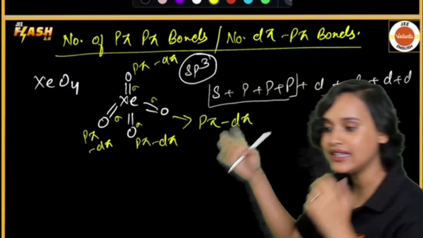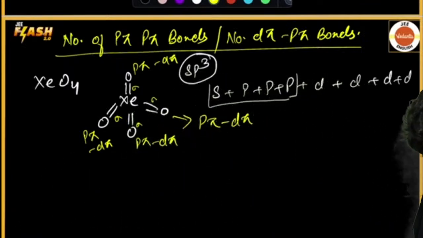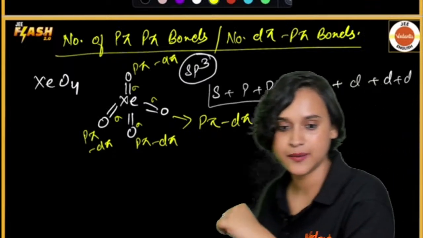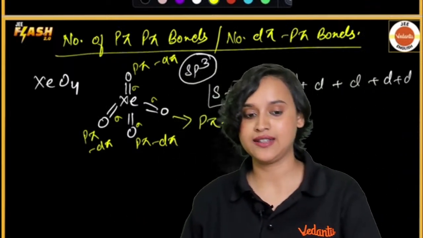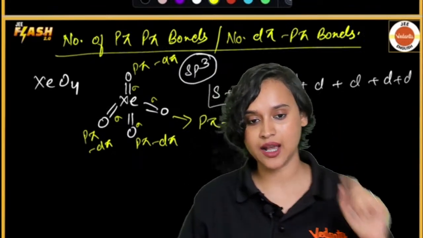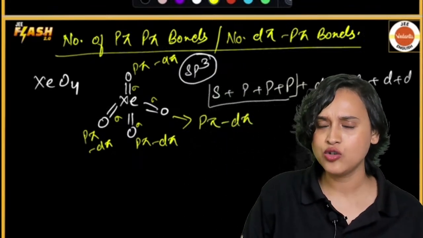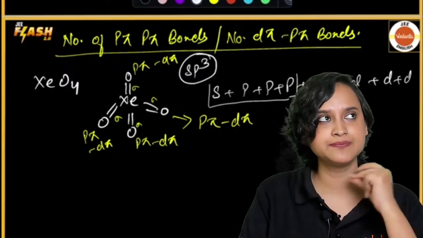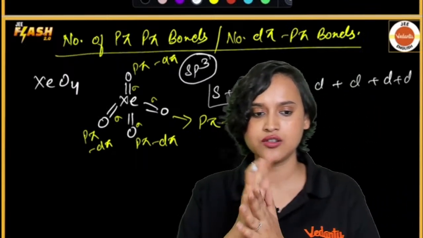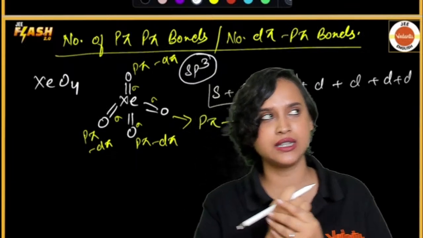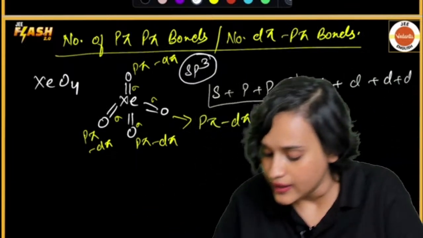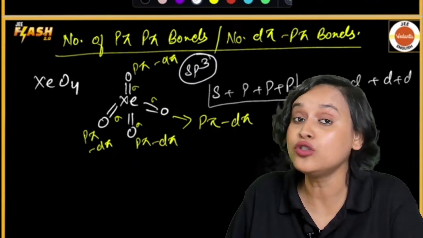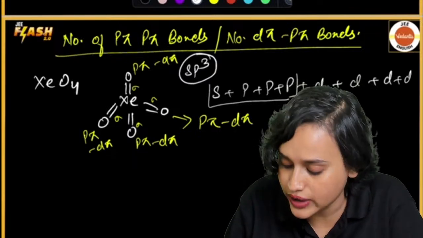So do we understand this, everybody? Chalo, let me give you another example, everybody. Because I want it to be a little more tough so that we understand this. SO2. No, SO3. Let's take the example of SO3.